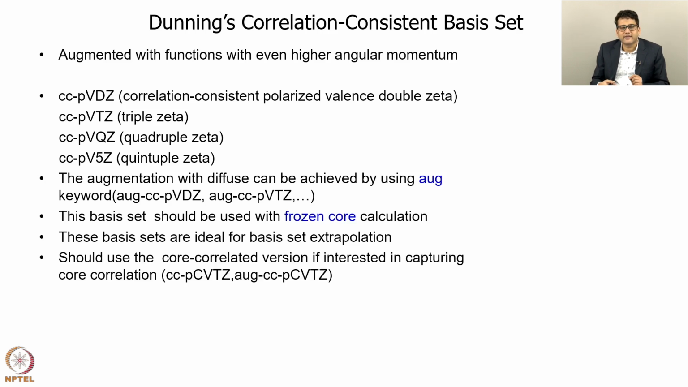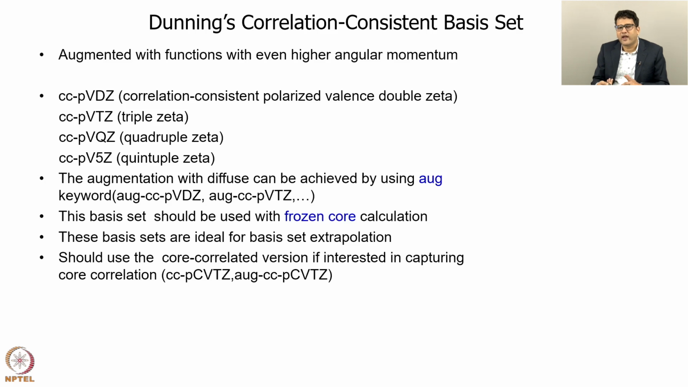Now, as I told before, this basis set should be used for frozen core calculation only, but for certain properties the contribution from core electrons is very important. So, in that case you need to use the core correlated version. They are parameterized in such a way that they reproduce the correlation of the core electron very accurately. So, they look very same, but these are called cc-pCVTZ, correlation consistent polarization core valence triple zeta.